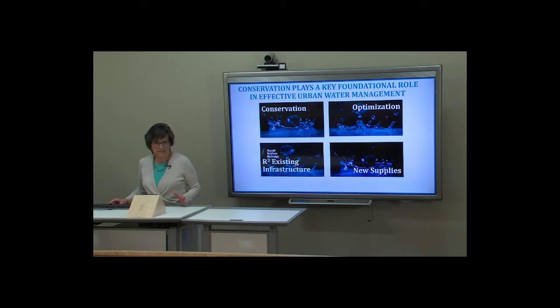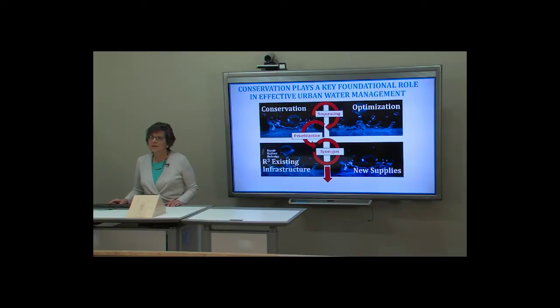Conservation plays a key foundational role in effectively managing urban water. That's a large and growing part of the use in this region. Conservation is an approach that has to be utilized in connection with optimization and the repair and replacement and design of existing infrastructure, and in some instances, development of new supplies. But it's important that these be sequenced and prioritized and that there are synergies found between them.